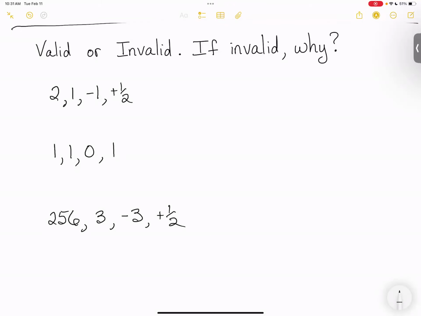And a plus 1/2 or minus 1/2 is always valid. So of these, the first and the third were valid numbers. Even though this one seems outlandish, technically it is a valid set of quantum numbers. We just don't have it on the periodic table. But technically it's valid. Questions?